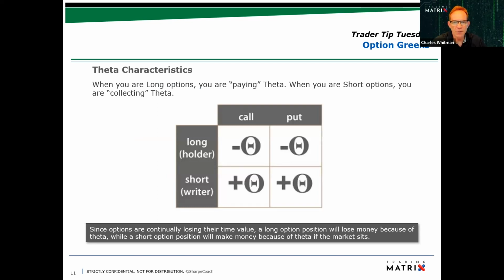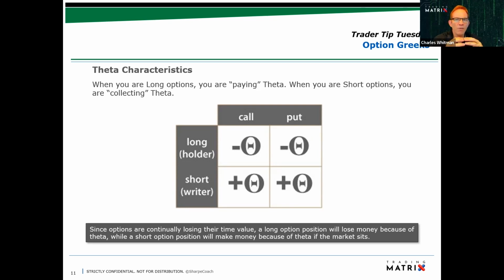So for theta characteristics, if you're long options, you pay theta. Doesn't matter whether you're long a call or long a put, you pay theta on both. If you're short options, you collect theta. Since options are continually losing their time value, a long option position will lose money because of theta, while a short option will make money because of theta.